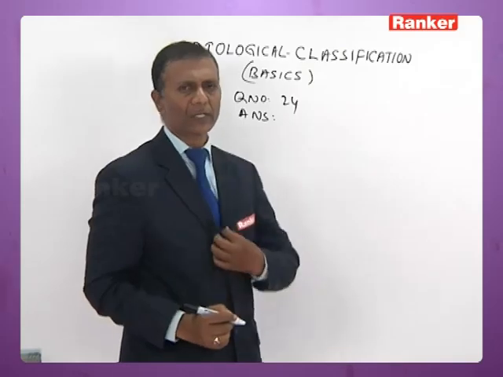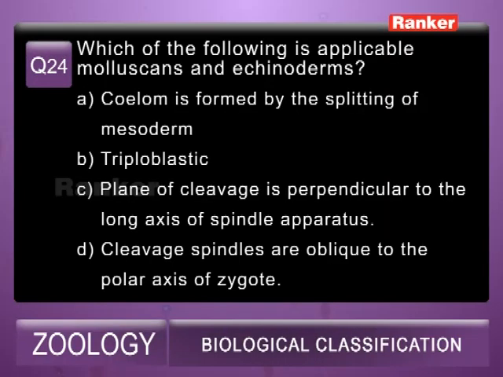Now 24th question, which of the following is applicable to molluscans and echinoderms? A, coelom is formed by splitting of mesoderm. B, both of them are triploblastic. C, plane of cleavage is perpendicular to longitudinal axis of the spindle apparatus. D, cleavage spindles are oblique to polar axis of zygote.